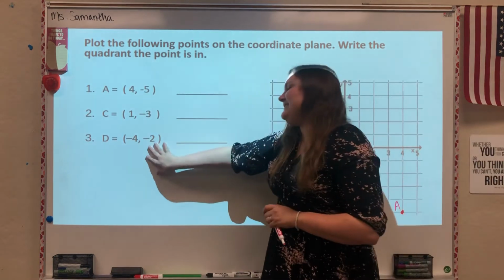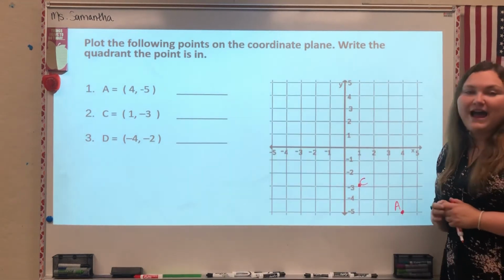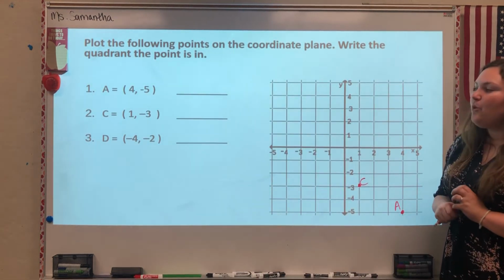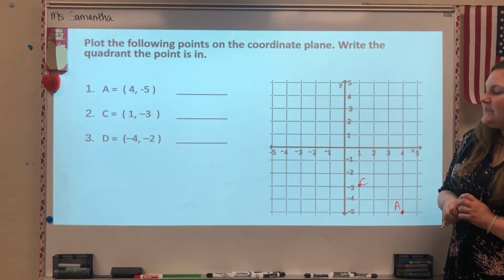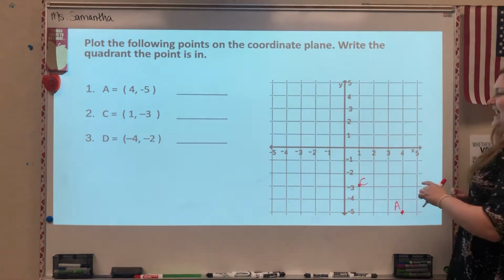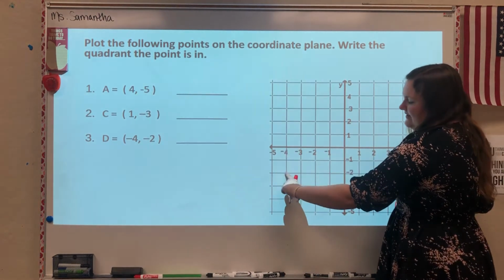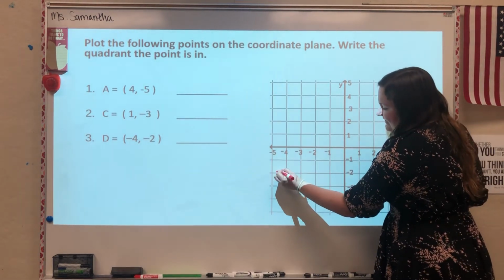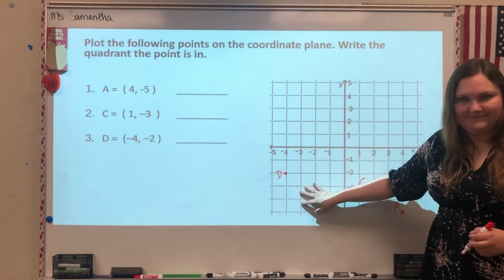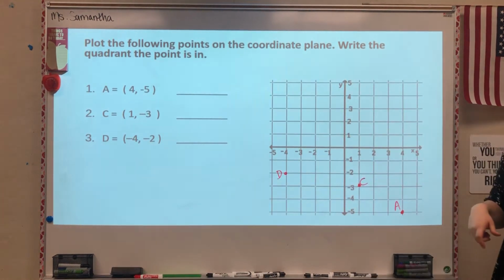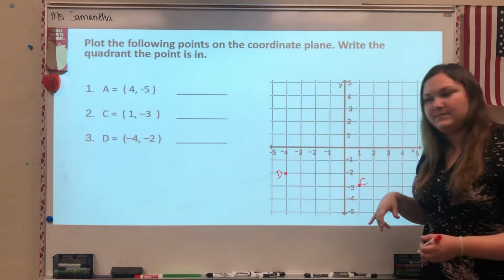And then the last one, D. If I were to graph point D, which quadrant would it be in? Well, D is at (-4, -2), which is right here. That would be quadrant 1, 2, 3. So this was the first part, which was all about plotting these points.